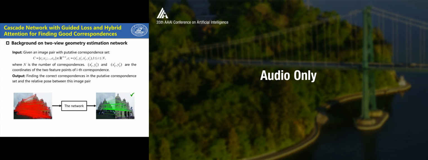Recently, some methods posed the task of finding correct correspondences as a binary classification problem and solve it by neural network. Specifically, these methods first obtain a putative correspondence set of an image pair by extracting local features and matching. Then, the network takes the putative set as input, divides them into inliers and outliers, and estimates relative pose.